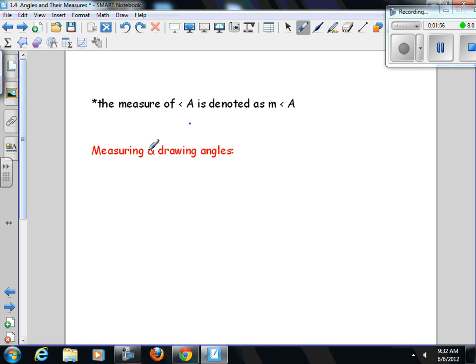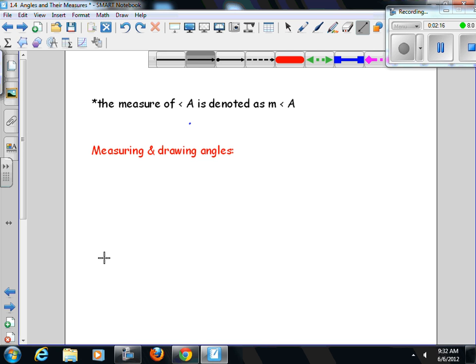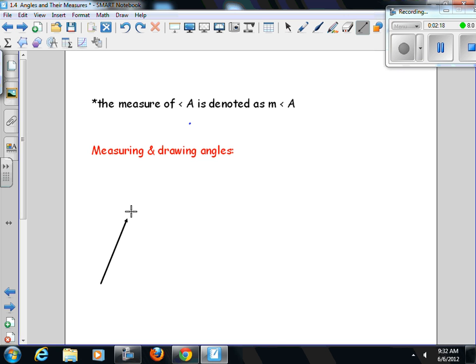Now, if you want to talk about the measure of an angle, the way we say the measure of angle A is M with our little angle symbol and A. Now, the next thing we want to talk about is how to measure and draw angles. So I'm just going to draw some angles right up here. I'll put this one right here like so, and I'd like to find the measure of that.